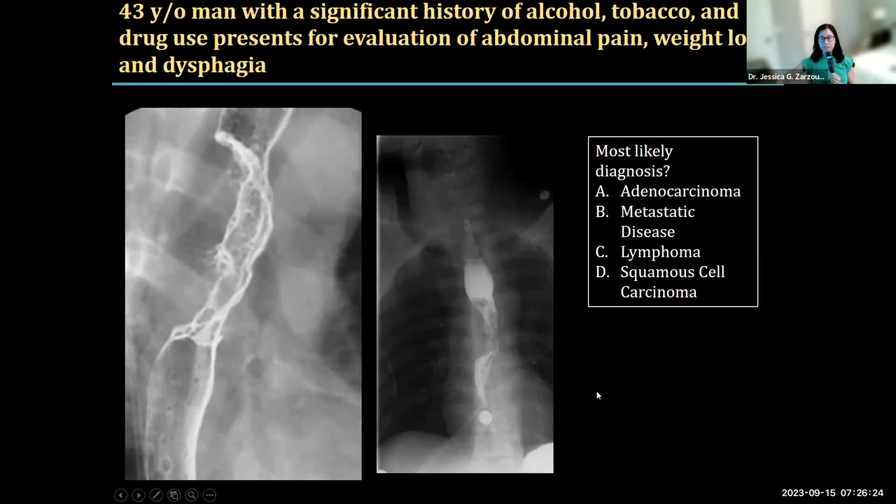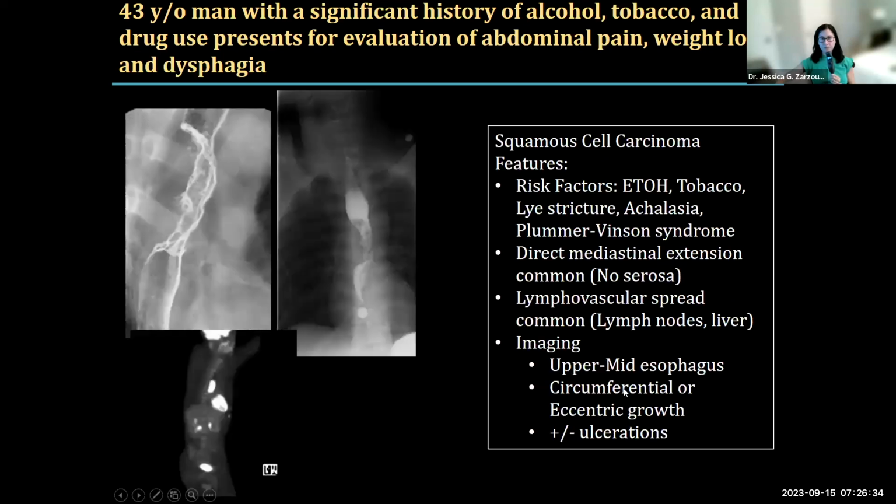So here, this is a malignant stricture, and in the mid-esophagus, it's more commonly going to be a squamous cell carcinoma, although adenocarcinoma would be within the differential. Alcohol and tobacco are the most common risk factors for squamous cell carcinoma. These may have direct mediastinal extension and early lymphovascular spread, and most commonly, again, they're going to be in the upper or mid-esophagus.